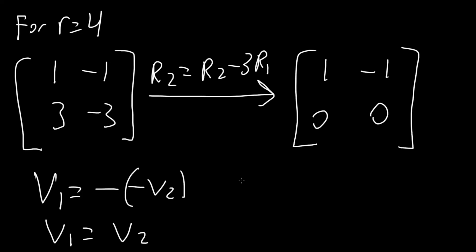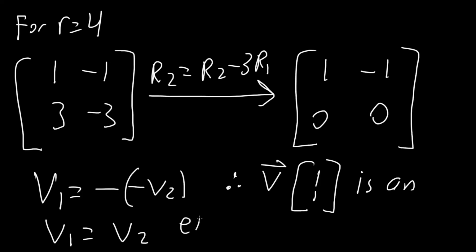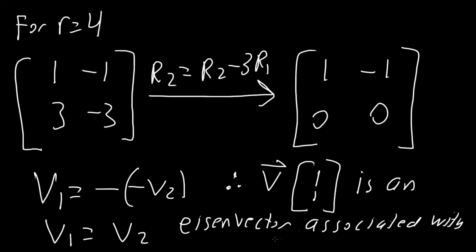We could say that the eigenvector would be (1, 1), because if v2 is 1, then v1 is also 1, or if v1 is 1, then v2 would also be 1. So, just to be formal, this is an eigenvector associated with eigenvalue r equal to 4. And that's all we need to do for this problem.